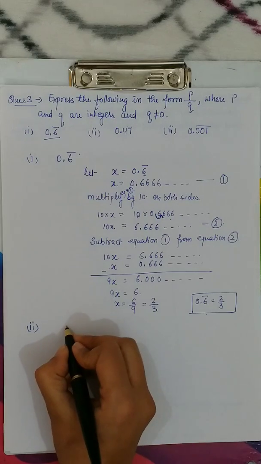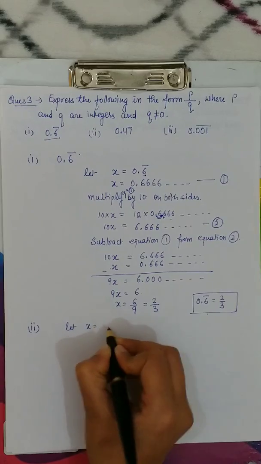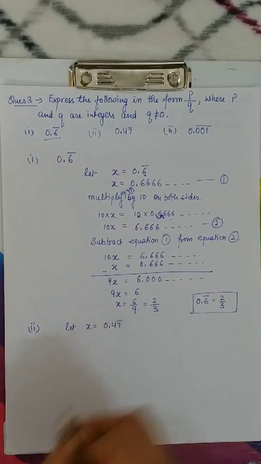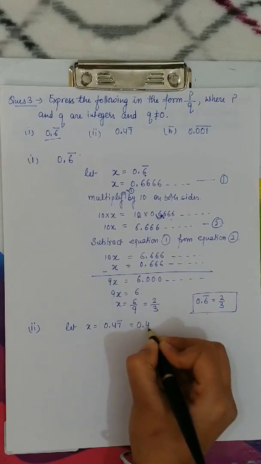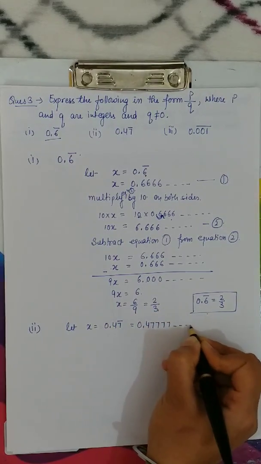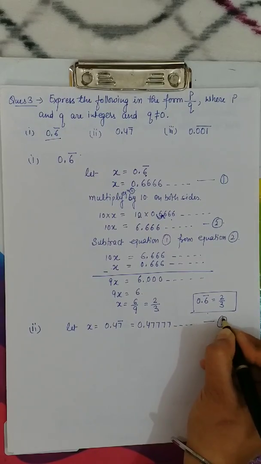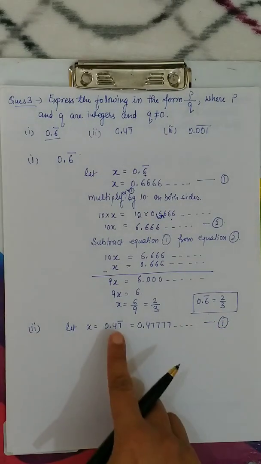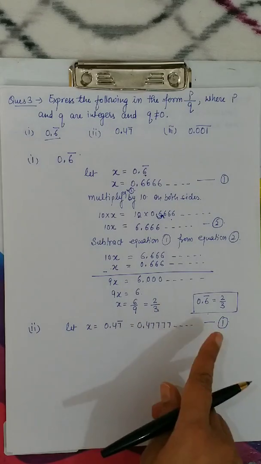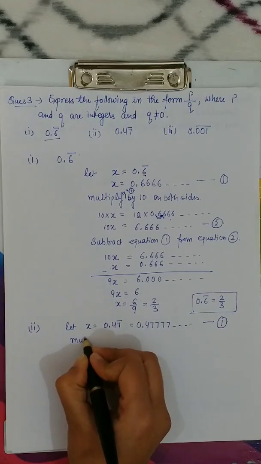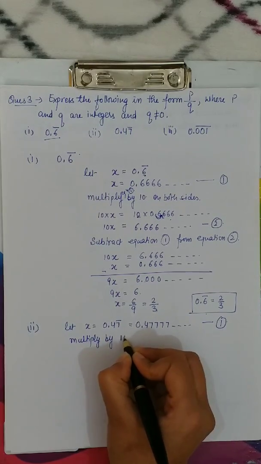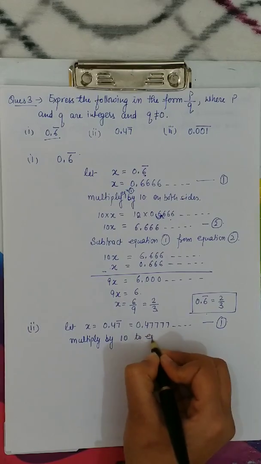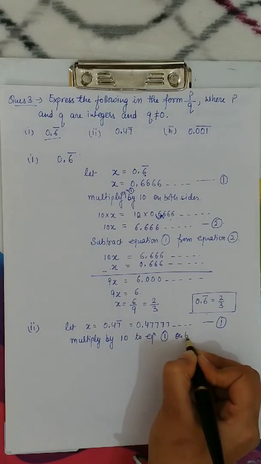Similarly, look at the second part. We have 0.47 bar. Let x is equal to 0.47 bar. So we have bar on the 7. We can write it as 0.47777 and so on up to infinity. Let this be equation number 1. So 7 is the only digit which repeats again and again. So we have to multiply equation 1 by 10 on both sides.